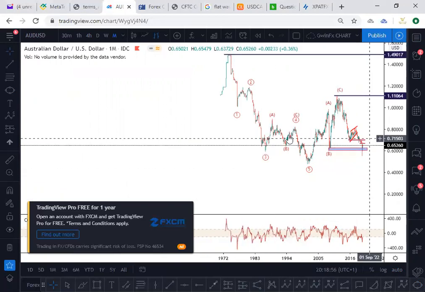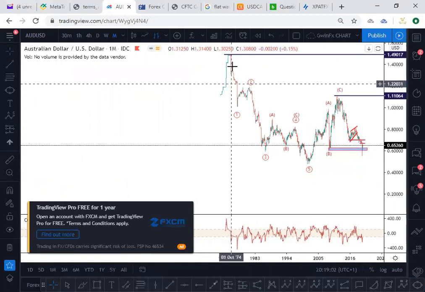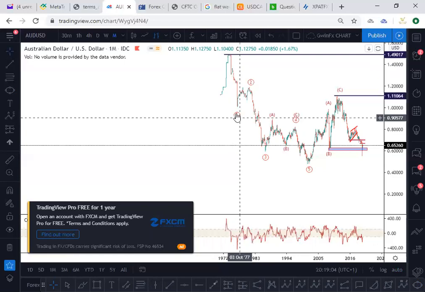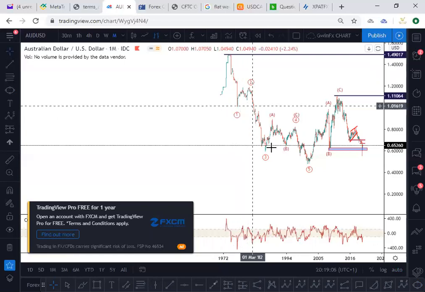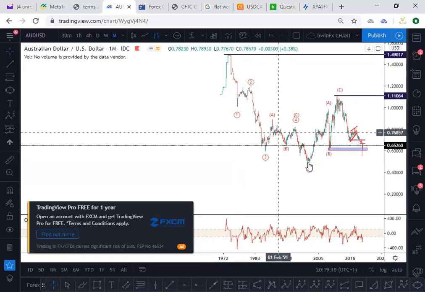If you can do the wave count, this was far back to 1974. You can start doing the wave count from this point, and this is our wave 1 to 2. This is our wave 3, and this is our wave 4, which is the ABC pattern, and this is the wave 5.